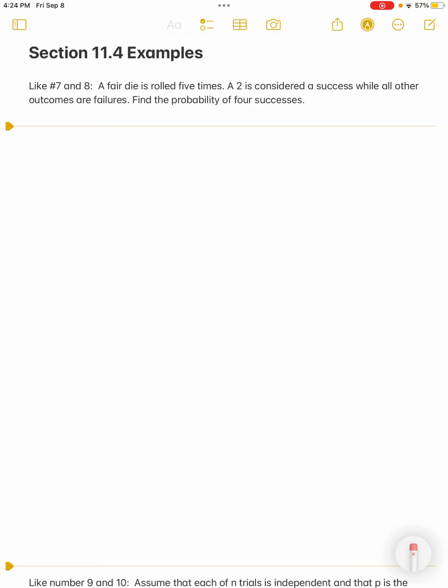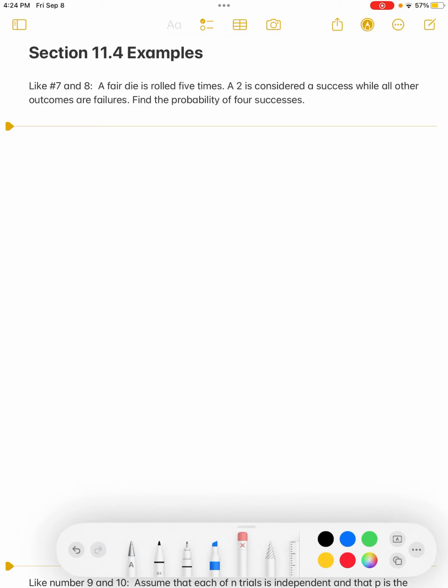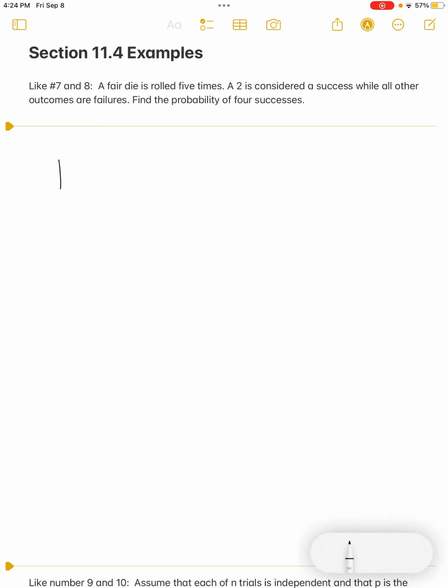So we would like the probability of 4 successes. So I have to say to myself, okay, what's a success? It's getting a 2. And 4 out of how many? And it's being rolled 5 times. So out of the 5 times it's being rolled, we want 4 successes. We'll do this anytime not everybody's doing the same thing. So I definitely want 4 successes, but I also want 1 failure.